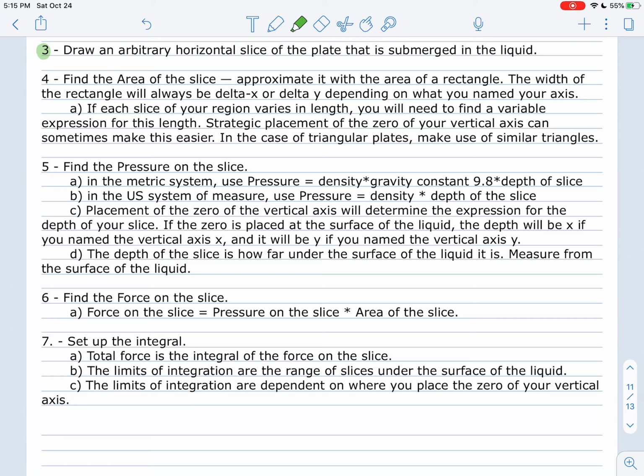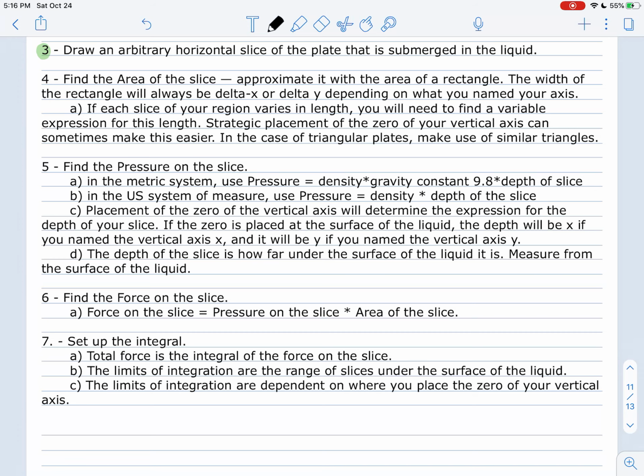All right, so once you find the area of your slice and you find the pressure on your slice, then you want to put together the force on your slice, and that's going to be just the delta pressure times the delta area, and then you're ready to set up your integral. So the total force is going to be the integral of the force on all those slices, and the limits of integration are going to be the range of the slices that are under the surface of the liquid, and the limits of integration will definitely depend on where you put the 0 on your slice.